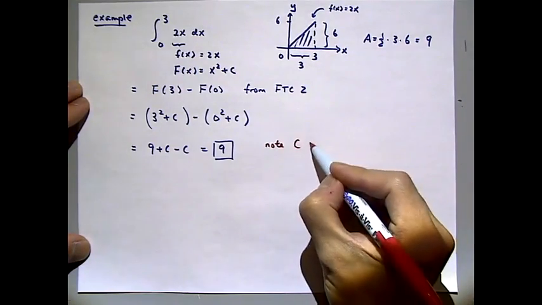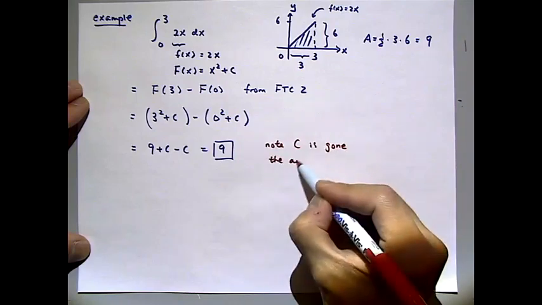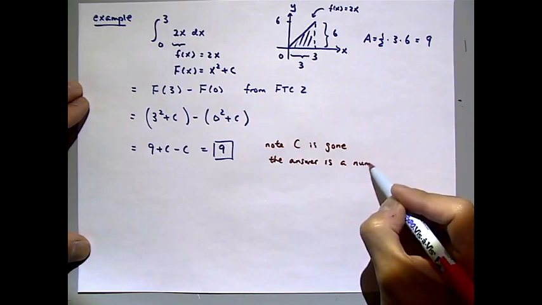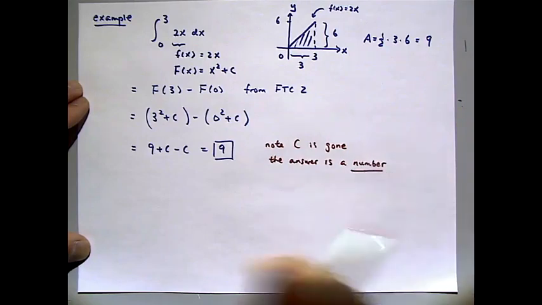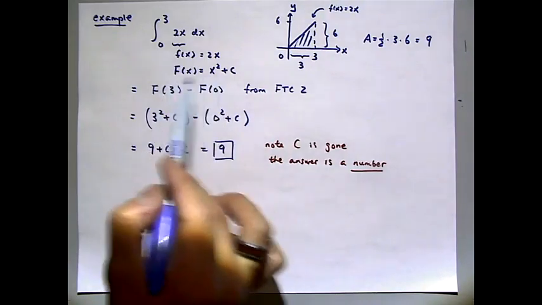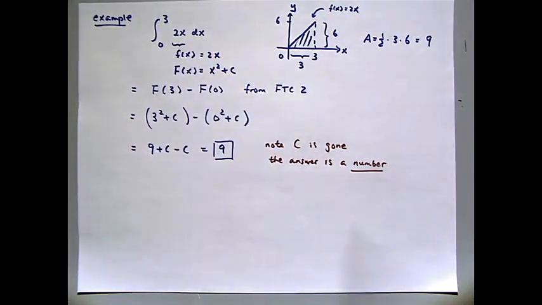Note C is gone. And the answer is a number. Now, because we know C is always going to disappear, when we find the antiderivative in the future, we could just drop the C for the purpose of finding the area. We know it's always going to disappear.